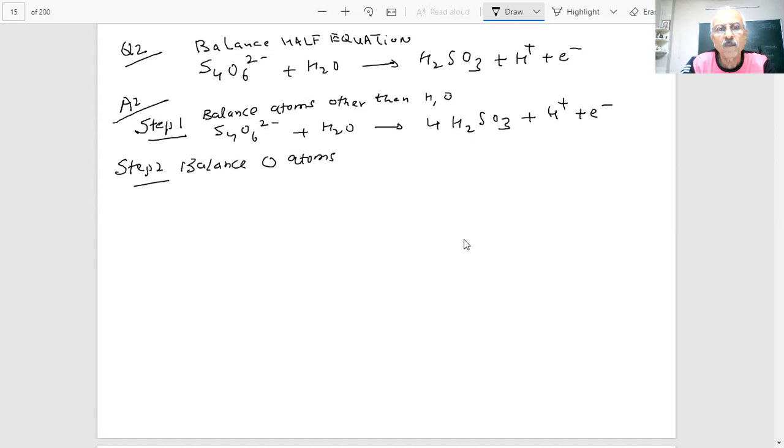Yes or no? Yes, sir. How many oxygens are there? Here there are 7 oxygens on the left hand side and on the right hand side how many oxygens? 12 oxygen. So which one is less? This one, the left side. So how many more should you add? You should add 5 more H2O, 5 more you are saying. And what is the story now?